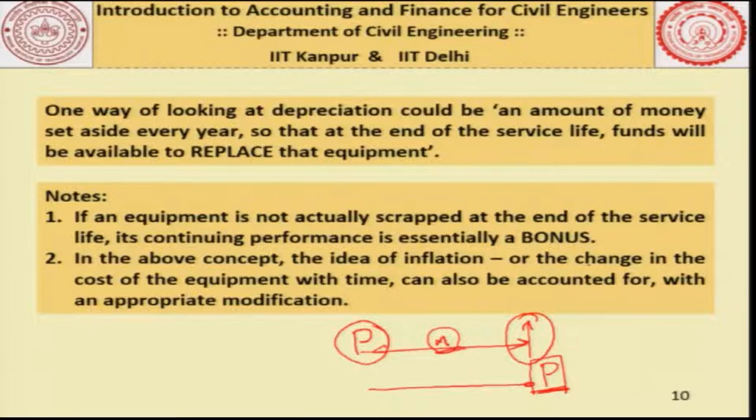And when I say that the inflation is not accounted for, that is what it means, that this P is not really 1.1 times P or whatever it is, which is how inflation can be accounted for. But once we understand the principle that, so long as we are able to arrange P, we can always arrange 1.1P or 1.2P or whatever it is, depending on how we foresee the changes in the cost of the equipment.